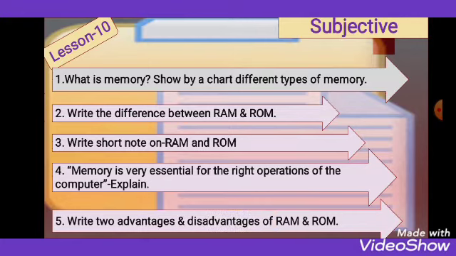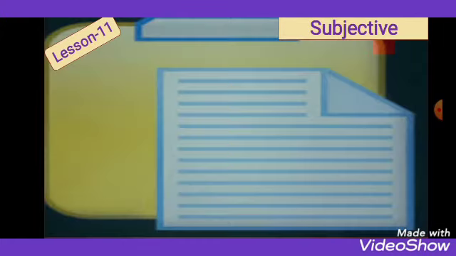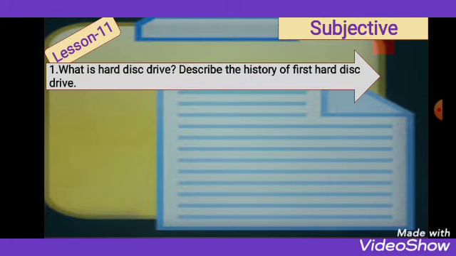Write 2 advantages and disadvantages of RAM and ROM. Here, for each of RAM and ROM, you will show 2 advantages and 2 disadvantages according to the question. After that, come to lesson 11. You see here lesson 11, I'm giving some more questions.